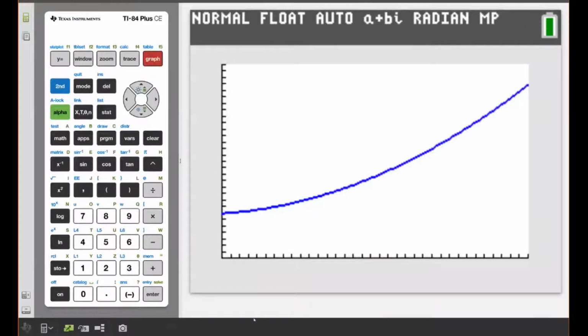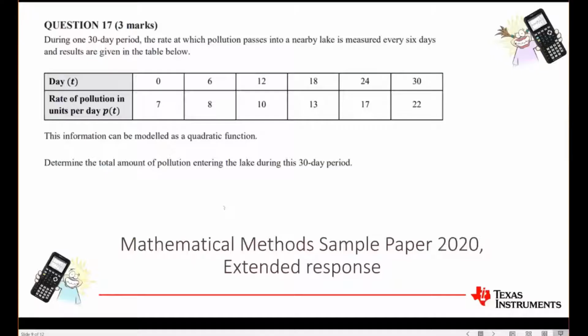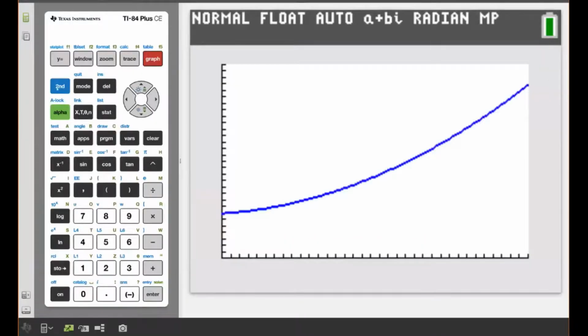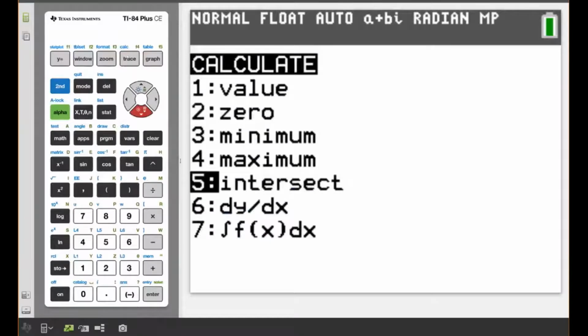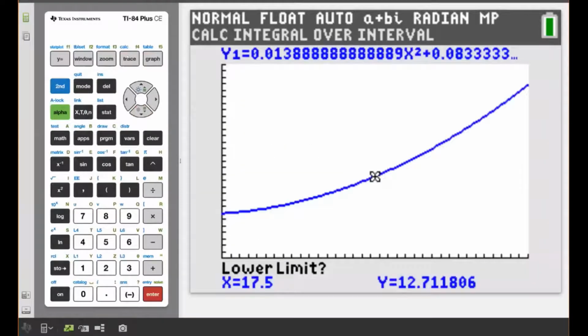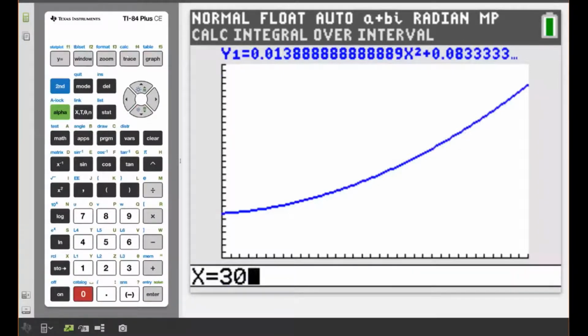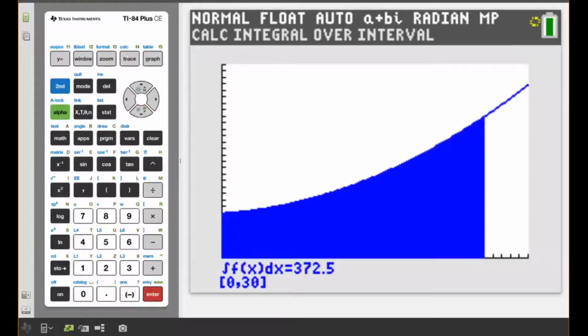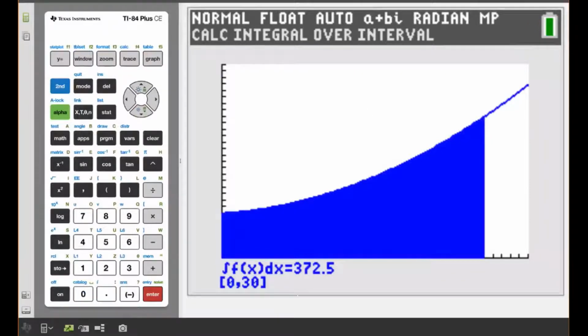Now I haven't quite finished the question, because it's asking me to determine the total amount of the pollution entering the lake in that period. So that's our integral of the rate. So from here, I'm going to go second, calc. I'm going to scroll down to number 7, which is my integral. My lower limit is 0. My upper limit is 30 because that's our maximum number of days we were looking at. And we can see here that we end up with 372.5 units of pollution in total in the lake over those 30 days.